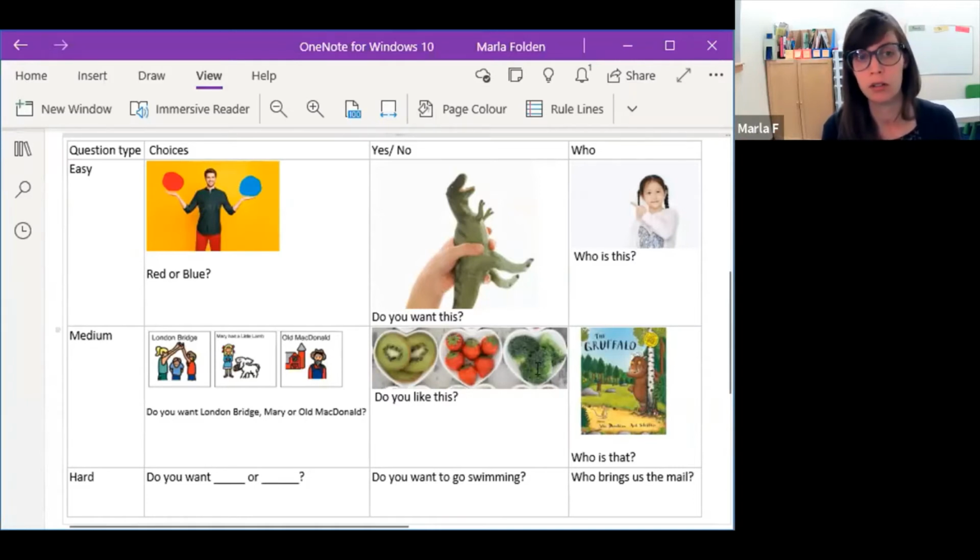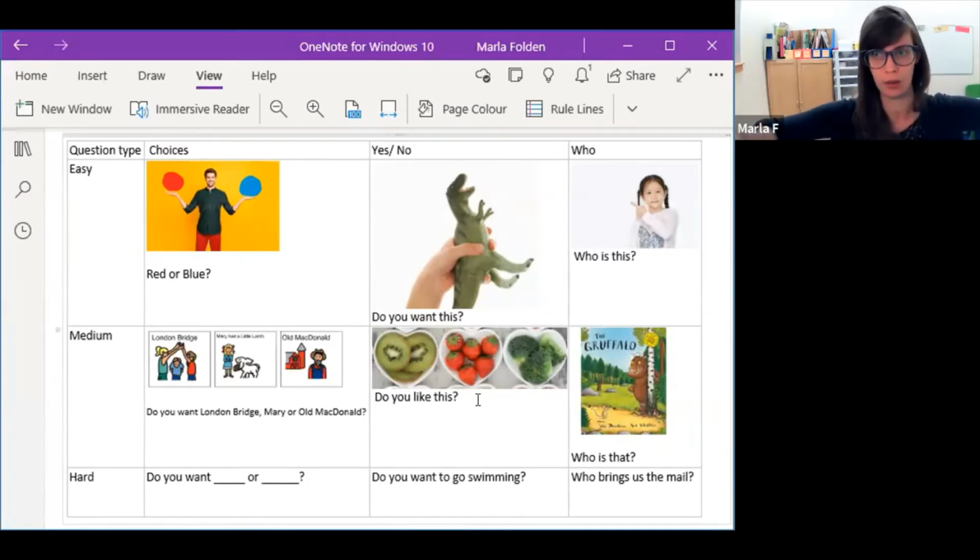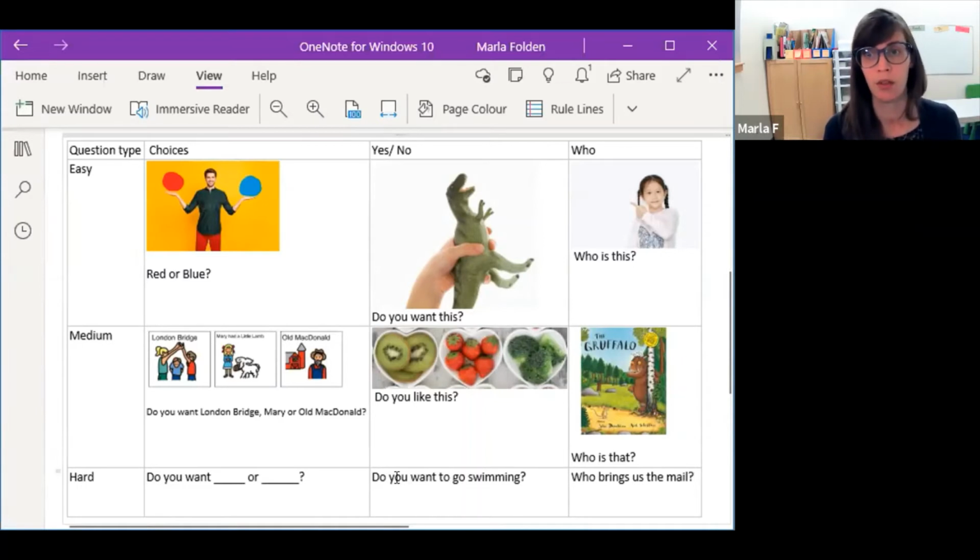Providing sort of multiple options, those are what we would consider visual distractors. And that makes the question harder to answer because the student needs to tune out that extra information and focus in on just what you are talking about. And then again, when you don't give any visuals, this is a hard version of a yes/no question. Do you want to go swimming? Well, there's no picture of swimming. We're not at the pool, so it's kind of more abstract and therefore more difficult to understand.